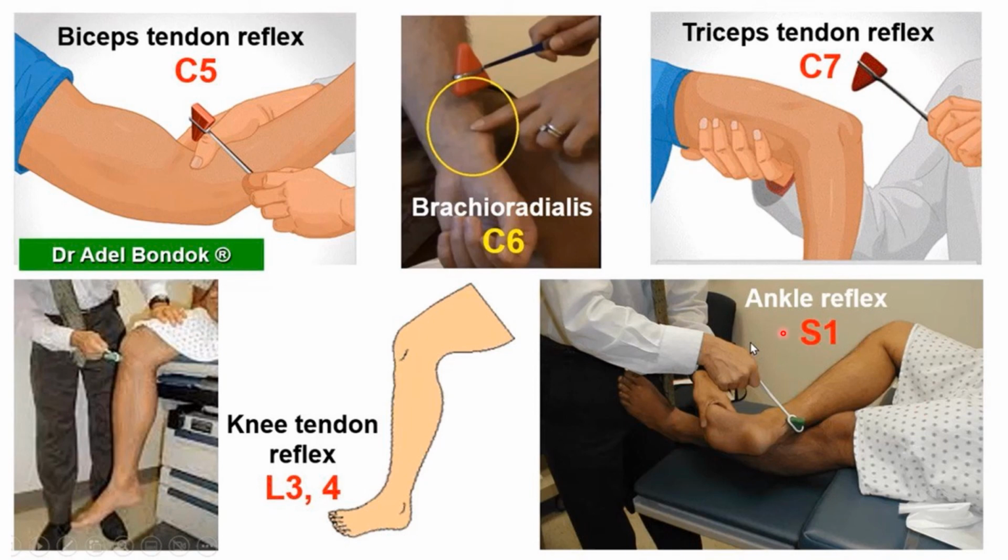Okay, so we look at the deep tendon reflexes and their root values. Root value for biceps tendon reflex is C5. Root value for brachioradialis reflex is C6. For triceps is C7. Okay. Then for the lower limbs, knee jerk reflex is L3, L4. Ankle reflex is S1.